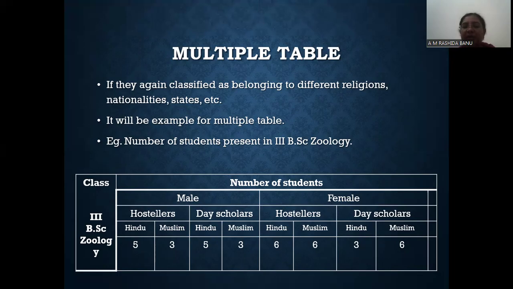And females, you can find in hostels. They have 6 Hindus and 6 Muslims. Day scholars, they are 3 Hindu and 6 Muslim. So in this manner, if we are presenting our tabular column, it is easy to even compare the students, those who are coming from the home and those who are from the hostels. And depending upon the religion also, we are able to compare.